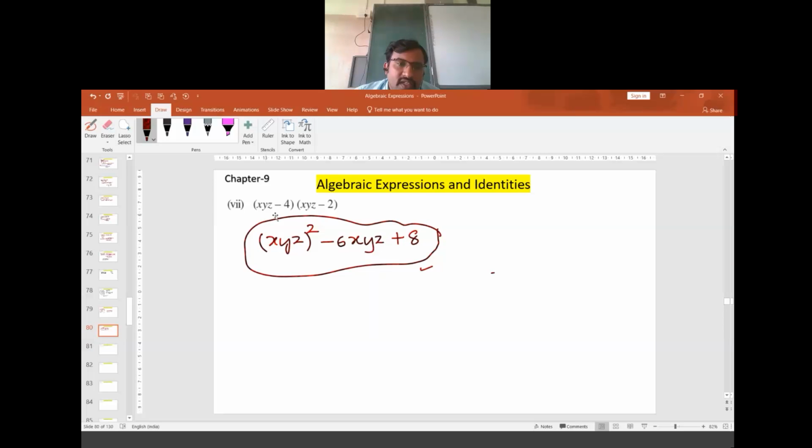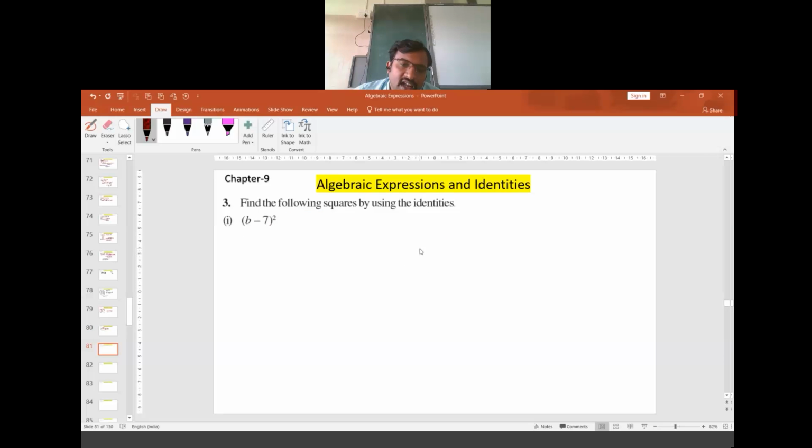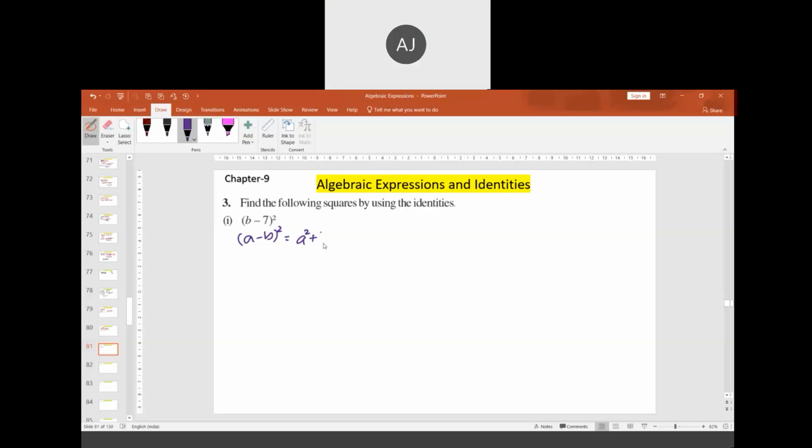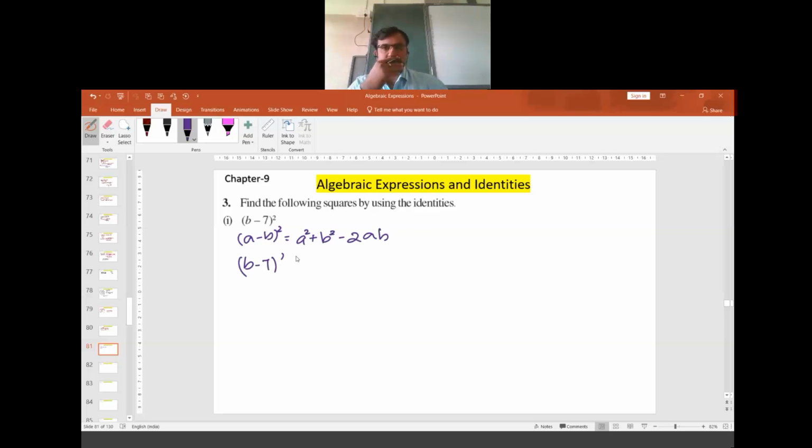Okay. This ends the using identity type of question. Another type is find the following square by using the identity. Which identity should be used here? A minus b whole square. A minus b whole square is a square plus b square minus 2ab. So a minus 7 whole square will be a square plus 49 minus 14a.